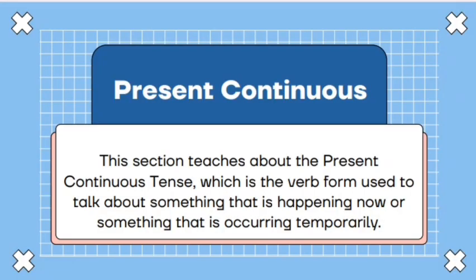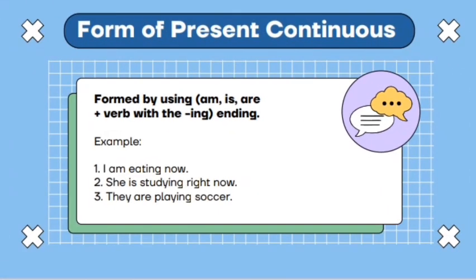Present continuous. This section teaches about the present continuous tense, which is the verb form used to talk about something that is happening now or something that is occurring temporarily. Form of present continuous. Formed by using am, is, are plus verb with ing. Example, I'm eating now. She is studying right now. And they are playing soccer.